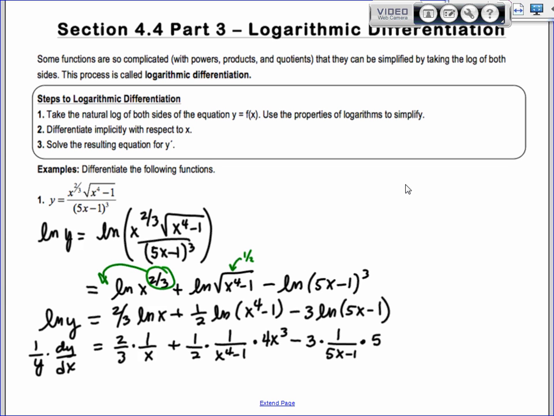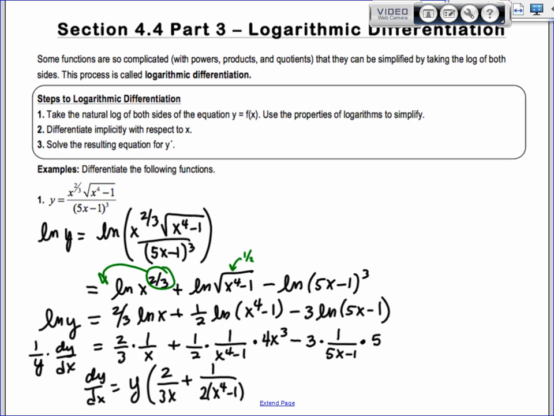What do we do? Multiply both sides by y. Good job, Sai. Multiply both sides by y, right? dy over dx equals y times, and then we just clean it up a little bit. So it's going to be 2 over 3x plus 1 over 2 times x to the 4th minus 1.